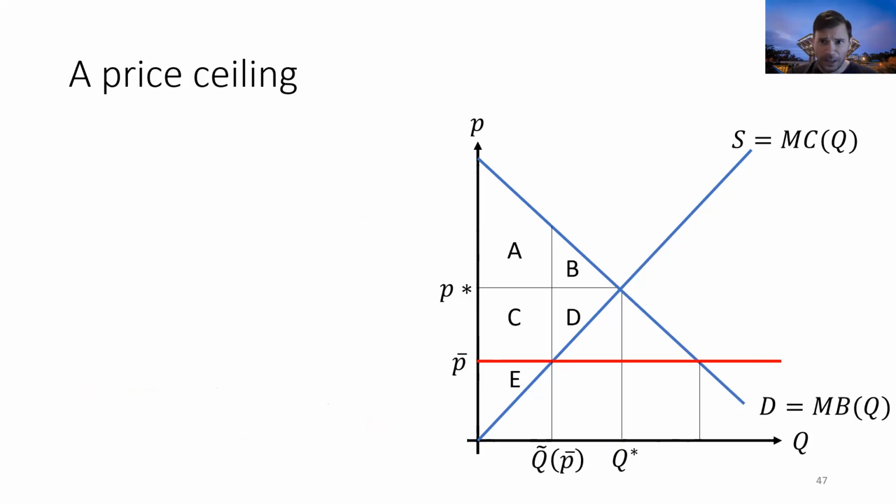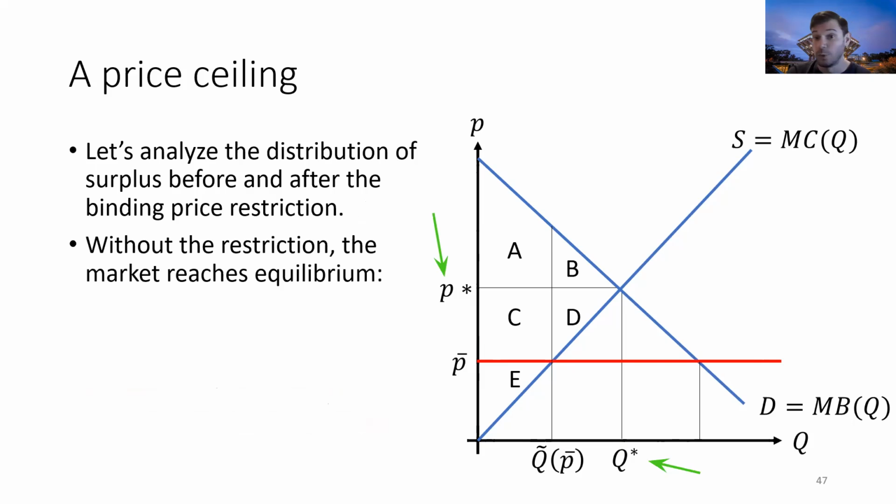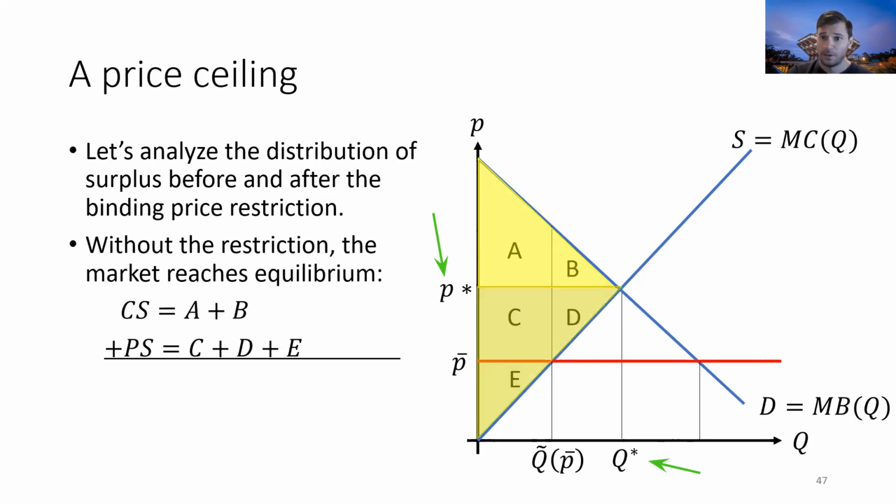Okay, so the price ceiling. Let's think about the distributional effects. If we did not have any price ceiling and the market was allowed to reach equilibrium, then the consumer surplus in this case would be what? Yes, it's going to be A plus B. Very good. And then in equilibrium, the producer surplus would be C, D, and E. So if we're in equilibrium, the pie is at its maximum value. That's as big as the total surplus could be. This is the efficient market outcome.